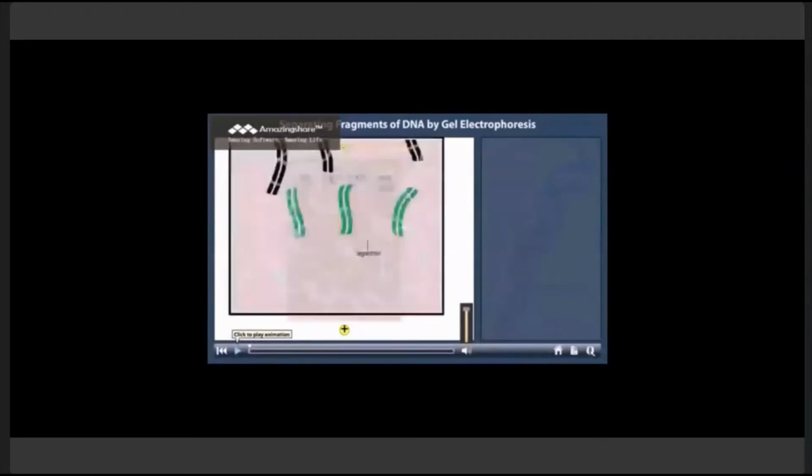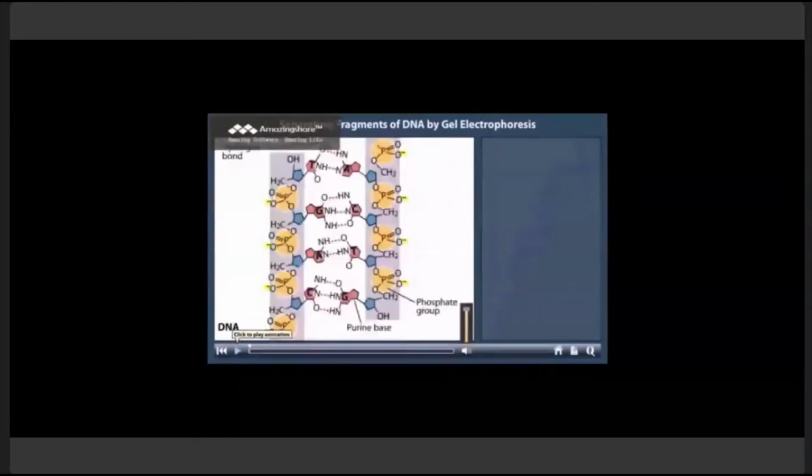The blue tracking dye is negatively charged and migrates toward the positive electrode, as does the DNA. The DNA contains negatively charged phosphates, which are attracted to the positive electrode. The smallest fragments move the fastest, tangling less at the base of the gel.